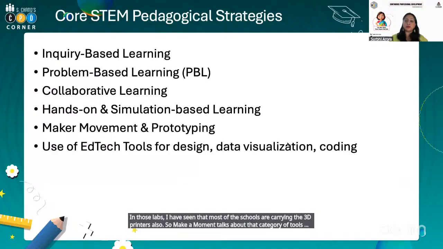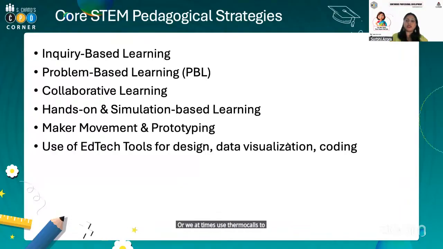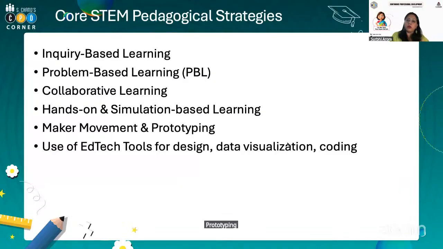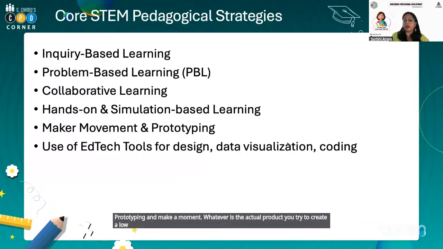Or at times we use thermocol to do the basic sketch designing for our students if we don't want to use expensive tools. Supposing you say, okay, I want to make a prototype of a new wheelchair design. The whole prototype is actually made with certain low budget tools. It can be cardboard, it can be anything. That is basically known as prototyping and the maker movement. Whatever the actual product is, you try to create a low budget version of it. That's what we do. Okay, thank you.